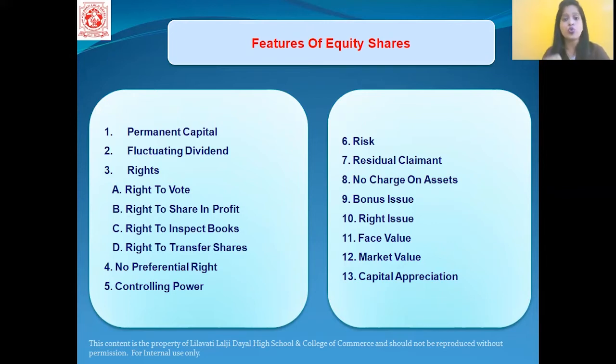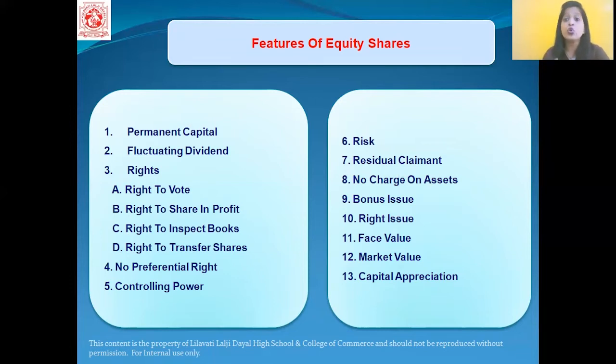Second one, fluctuating dividend. The rate of dividend is not fixed. It depends upon the profits of the company. In case the company has not made profit in a particular year, that time the dividend can lapse. Next one is rights. There are 4 rights: right to vote, right to have a share in the profit, right to inspect books, and right to transfer share.